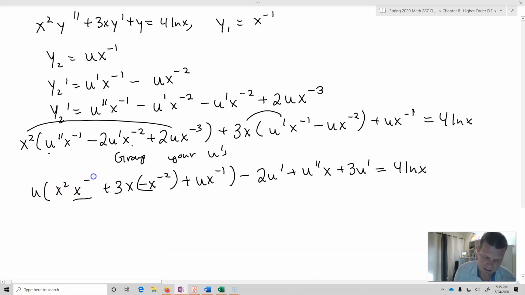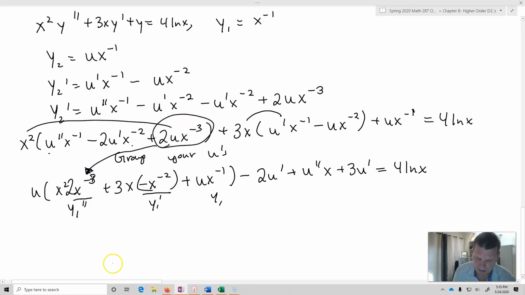That should be x to the negative 1. That's actually y1. This is y1 prime. And this, excuse me, this is y1. This should be a 2. This is y1 double prime. So it's this term right here. It goes right there. So that's going to be y1 double prime. We have y1 prime and y1.